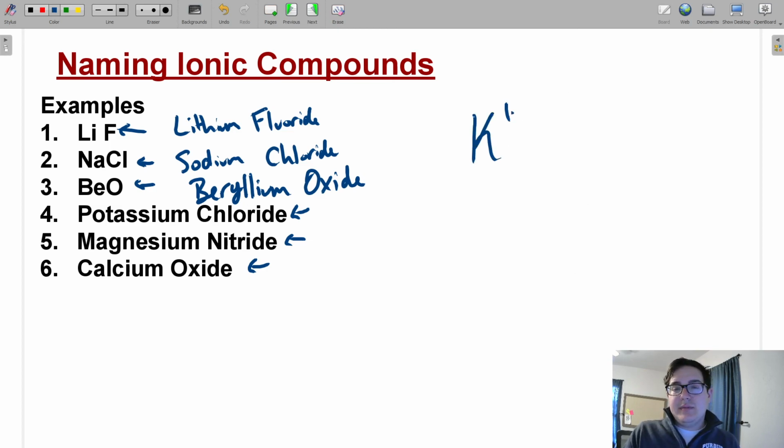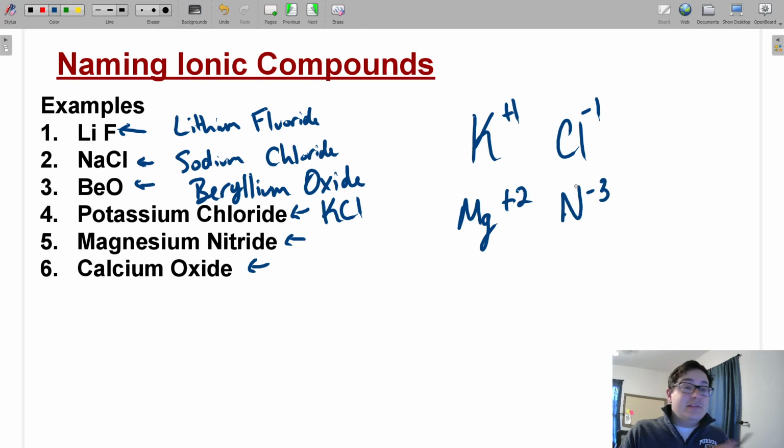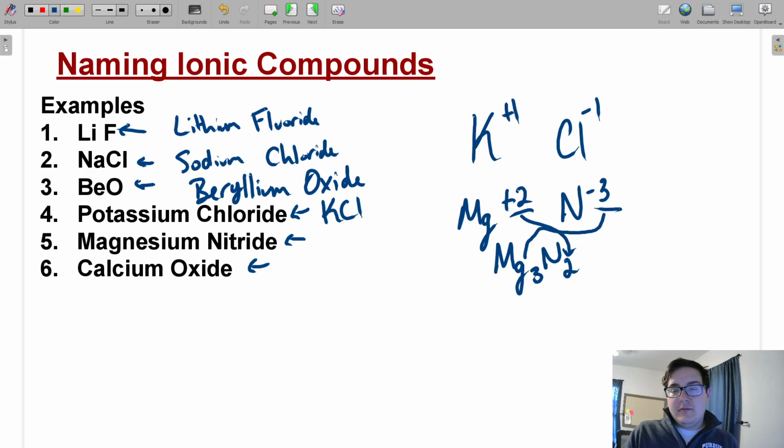Potassium makes a +1. Chlorine, however, would make a -1. That's a 1-to-1 ratio. This would cancel out to KCl. Magnesium, however, makes a +2. Nitrogen makes a -3. These don't cancel out, so we have to do a little bit of that crisscross method: Mg3 and N2. 2 goes down here, 3 goes right in here. Okay.